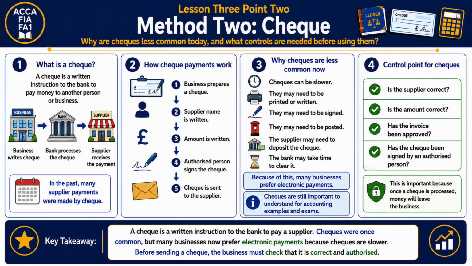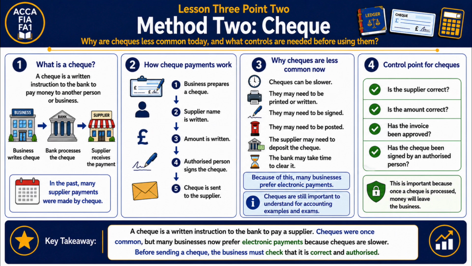Why are checks less common? Checks can be slower. They may need to be printed or written. They may need to be signed. They may need to be posted. The supplier may need to deposit the check. The bank may take time to clear it. Because of this, many businesses prefer electronic payments. But checks are still important to understand because they may appear in accounting examples and exams.